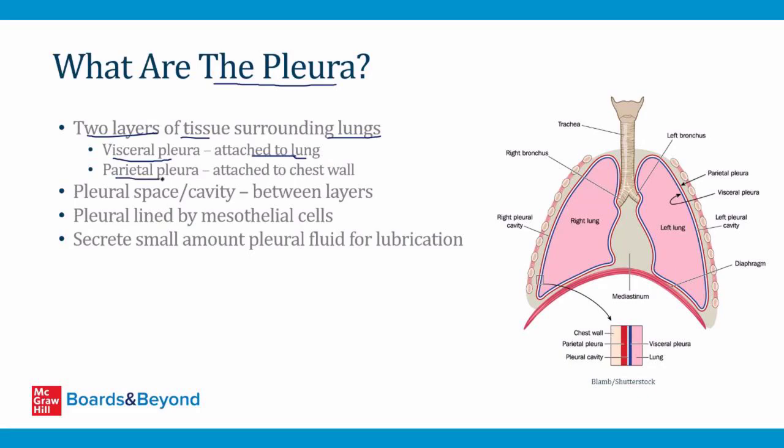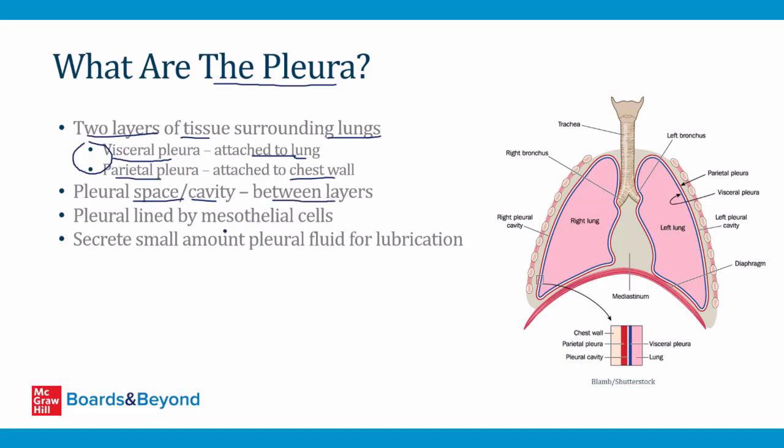And then the parietal pleura is attached to the chest wall, and the word parietal comes from a Latin word that means wall, so that's why this layer is attached to the chest wall. And so once you understand that the pleura have these two layers here, then it's fairly easy to understand that the pleural space or the pleural cavity is the region between those two layers.